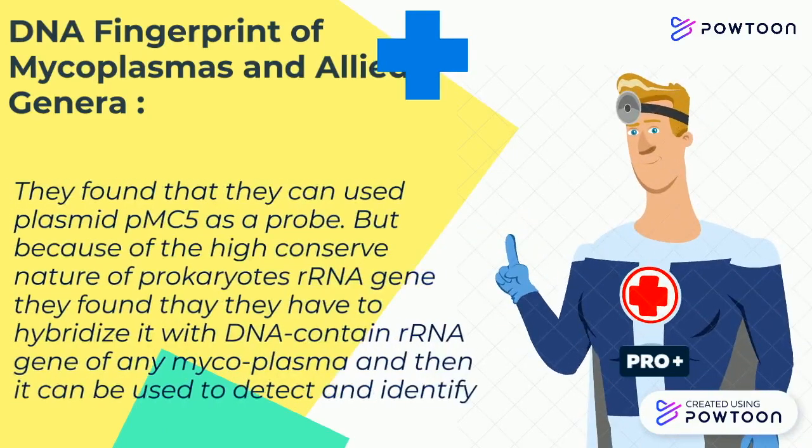They found that they can use plasmid pMC5 as a probe, but because of the highly conserved nature of prokaryotic ribosomal RNA genes, they found that they have to hybridize it with DNA containing the RNA gene.